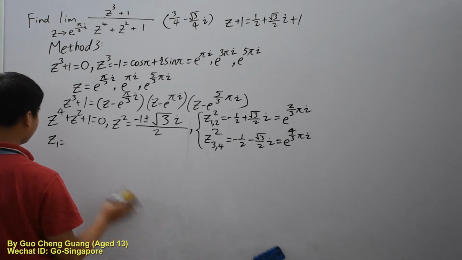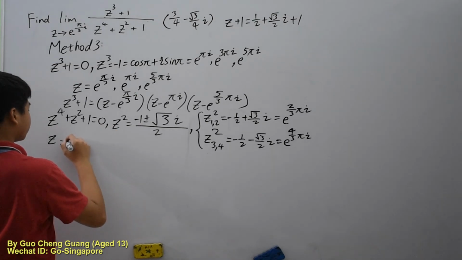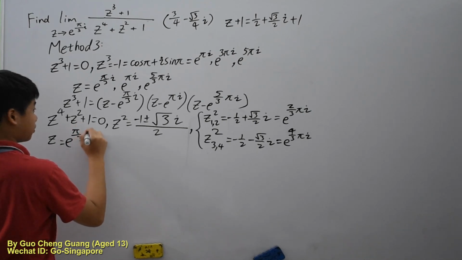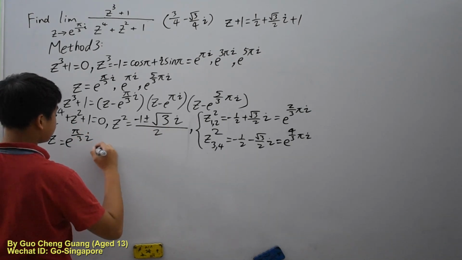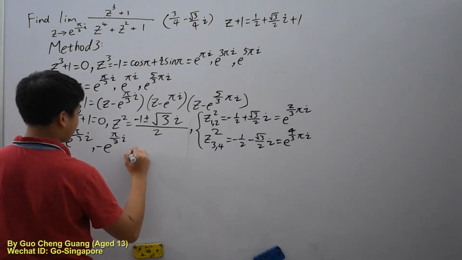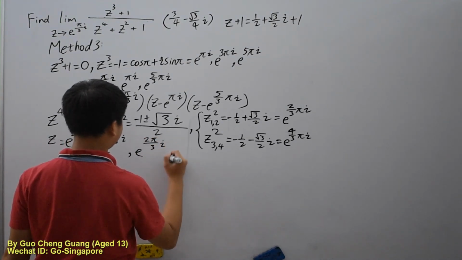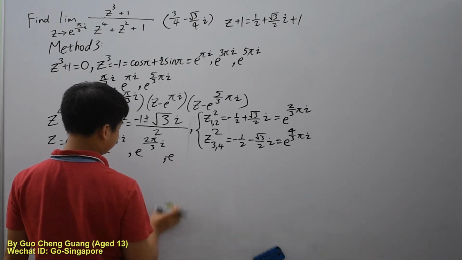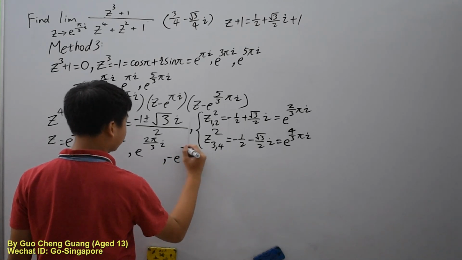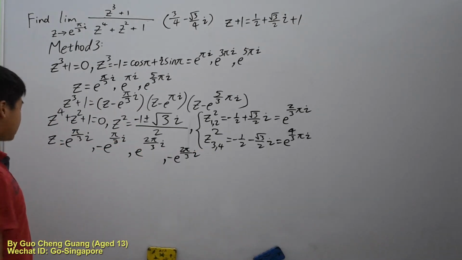Z1. Or should I just write z equals, first one, positive e to the power of pi over 3i, because you need to square root it. And then negative e to the power of pi over 3i. And then positive e to the power of 2 pi over 3i. And then negative, so here is negative e to the power of 2 pi over 3i. There, these four, right? Yeah, correct, these four.